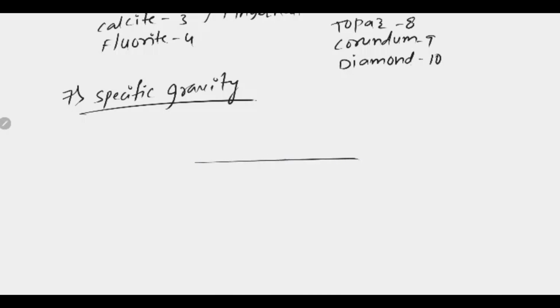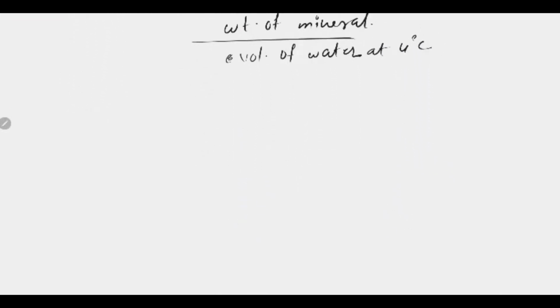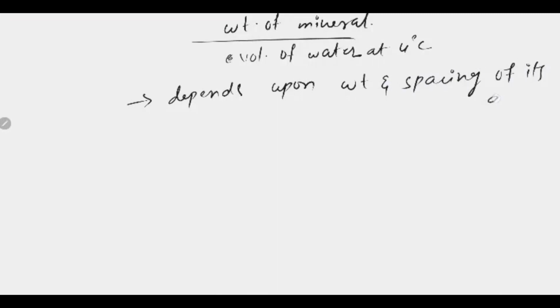It is the ratio of the weight of the mineral and an equal volume of water at 4 degrees centigrade, and it depends upon the weight and spacing of its atoms.